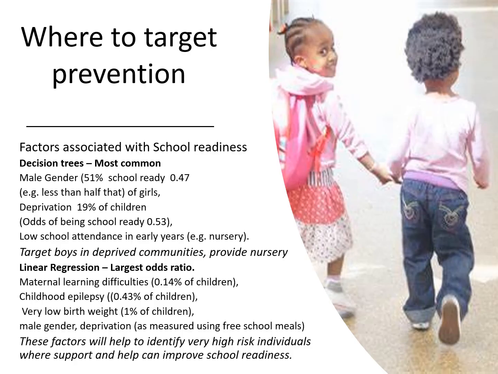I just want to show how different methods in machine learning can be used to understand where best to target prevention methods within public health. So if we look at school readiness, if we're interested in helping more children be ready for school, we can use a method called decision trees. And what this does is it splits the data in half with the variable that identifies the biggest difference between those who are school ready and those who aren't.